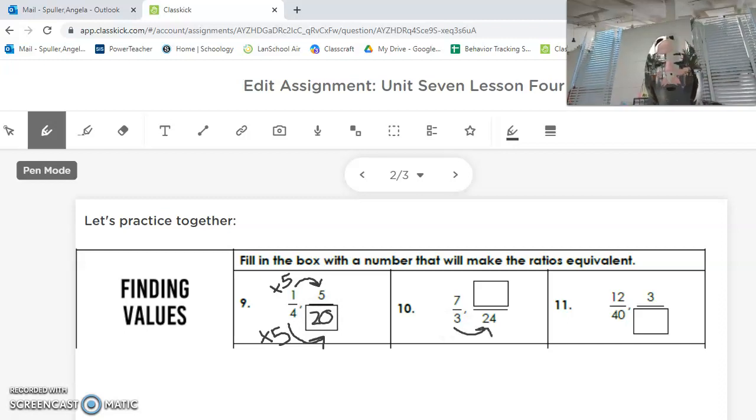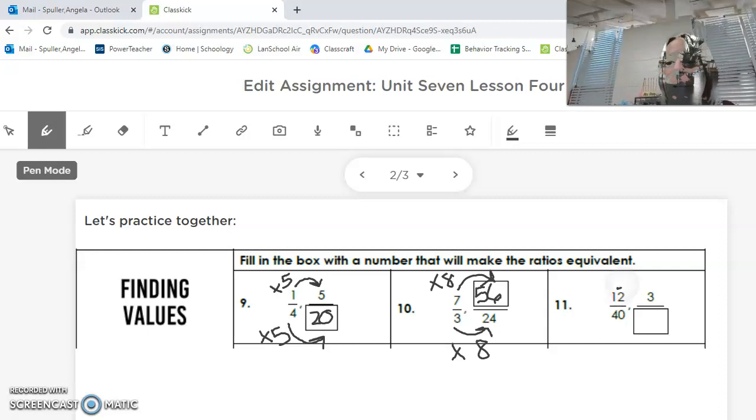3 times what equals 24? Well, I know 3 times 8. So we're going to come up here and we're going to say 7 times 8 is 56. Good job. Now, remember when I said if you multiply, the numbers get bigger?